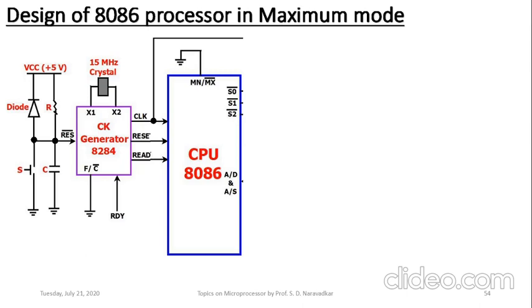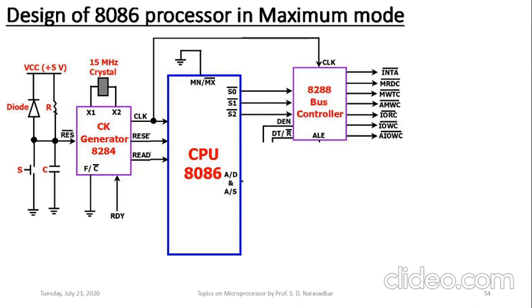Interrupt acknowledge bar, INTA bar. Memory read command, MRDC bar. Memory write command, MWTC bar. Advanced memory write command, AMWC bar. IO read command, IORC bar. IO write command, IOWC bar. And advanced IO write command, AIOWC bar. So these are straight control signals which are used for managing memory and IO devices.